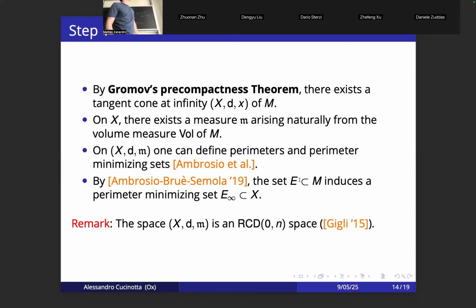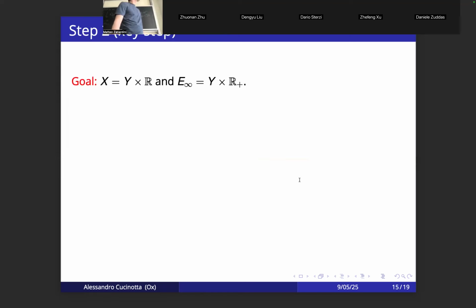All right, and for those of you that know the theory of RCD spaces, this tangent cone at infinity will, I mean, it is an RCD space. These were introduced by Gigli and others, and this will be a key fact that we're going to use later on. Any questions on this? No? Perfect. Okay, so this is step one. As you can see, we did almost nothing. It was already there. Now, step two.